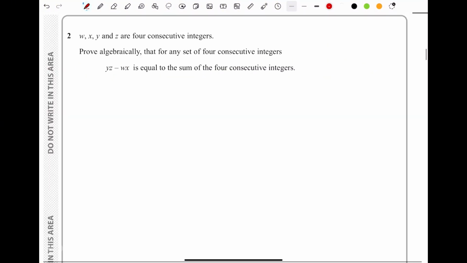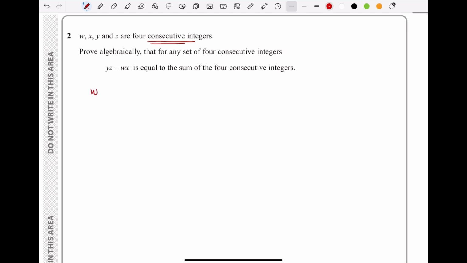Now moving on to the second question, we are told that w, x, y, z are 4 consecutive integers. That means they are next to each other. Now what we need to do is to prove that for any set of 4 consecutive integers, yz take away wx is equal to the sum of 4 consecutive integers.